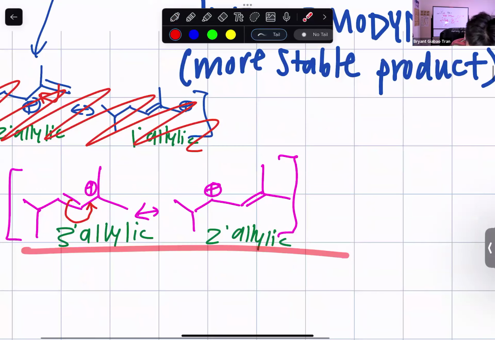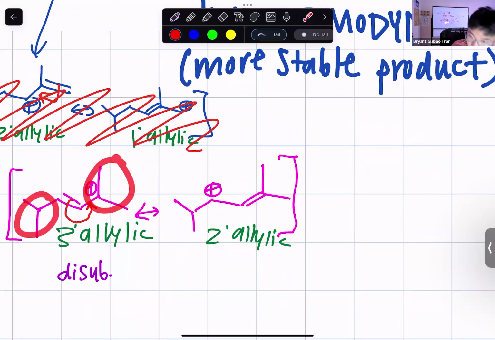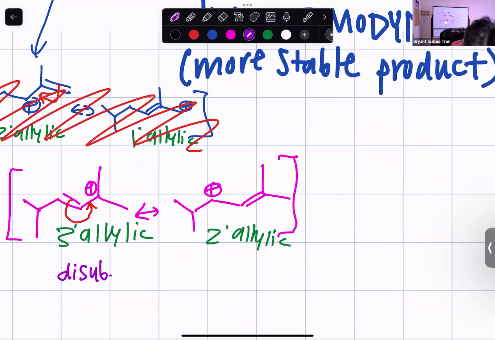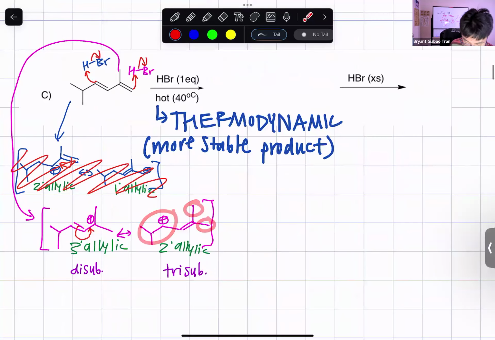Now let's analyze what kind of double bond we have. The first one is di-substituted because this alkene here has two groups attached to it like that, right? The right one is going to be tri-substituted because it has three R groups attached to the alkene like that, right? Now, which intermediate, A or B, would lead to your thermodynamic product?